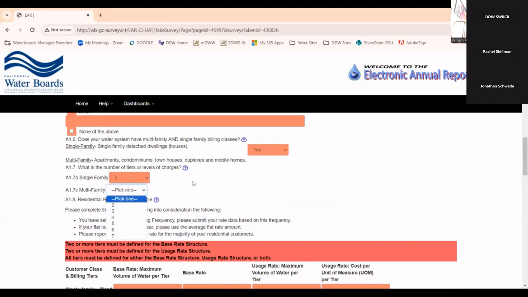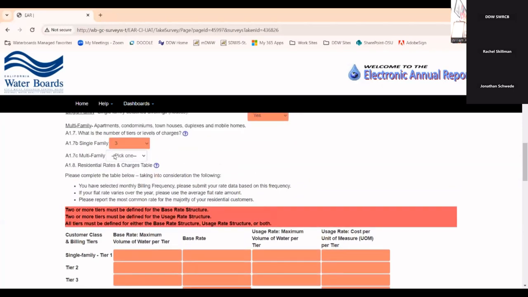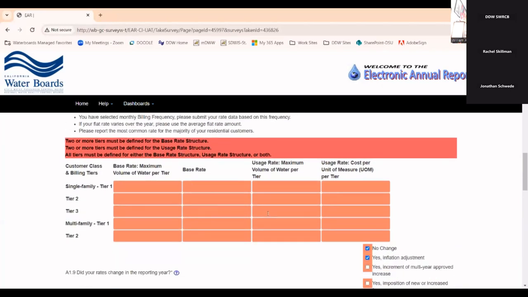If you leave it at pick 1, you'll see that there's a flag above. It says 2 or more tiers defined for usage rate structure. That's a warning letting you know that since you selected a variable base rate and a variable usage rate, there should be more than just 1 tier per customer type. So to fix that, you go back up and say, sorry, I misclicked, I meant to select 2 tiers. And you'll see that disappear as you type in data.